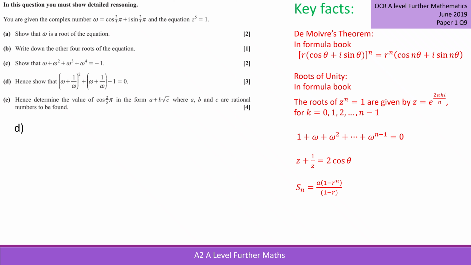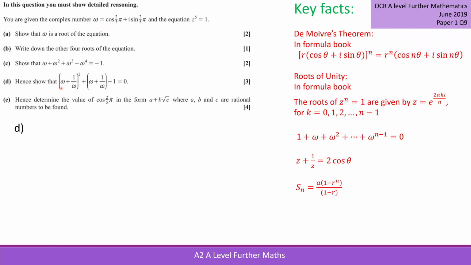Now in part D, we're going to be looking at showing that omega plus 1 over omega all squared plus omega plus 1 over omega minus 1 is equal to 0. And you might be thinking, okay, I can use this in here. It might help you. But because you're just trying to show it all equals 0, we're not actually going to use this part just yet. So don't make it harder than you need to. All you're going to do is use the definitions of what we've got here. So we're going to expand the brackets. So this is omega plus 1 over omega times omega plus 1 over omega.